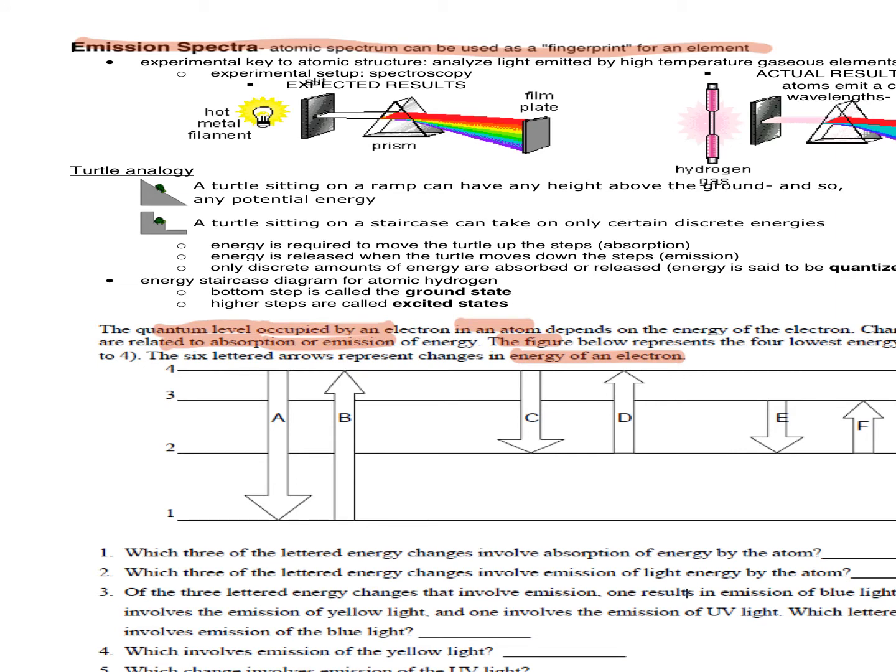Your energy is quantized. So the energy diagram for the atomic hydrogen, the bottom step would be the ground state, and the higher steps are the excited states. If an electron has jumped to a higher state, it's just like jumping to a higher step. It's now in an excited state. It'll fall back down to the ground state.